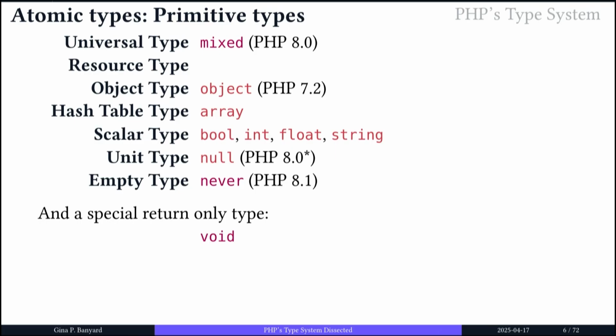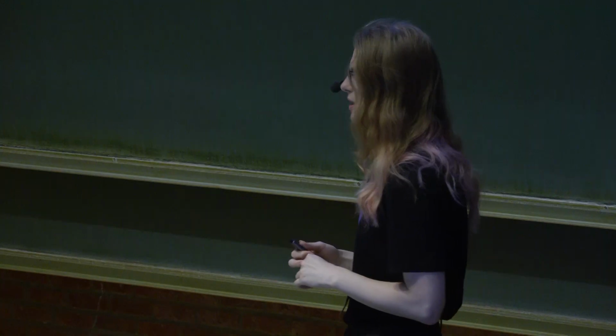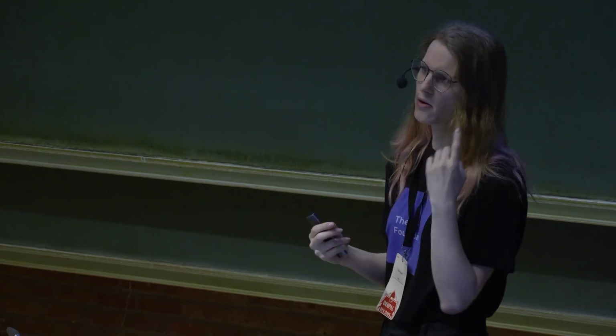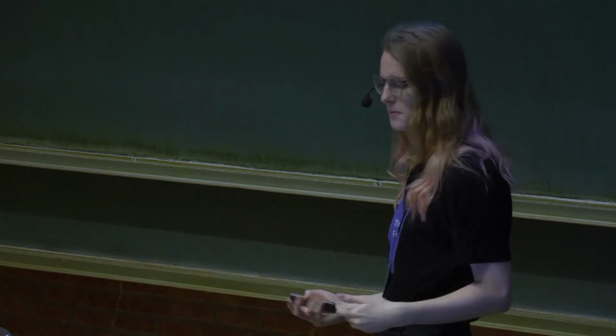Arrays, which in PHP are not really arrays, what computer scientists would call. They're like hash tables and a bunch of different things. Then we have 4 scalar types in PHP, so the booleans, integers, floats, and strings. We have what we call the unit type, which is null since 8.0 that it exists. Why we call it the unit type is because it's inhabited by only one element, null itself.